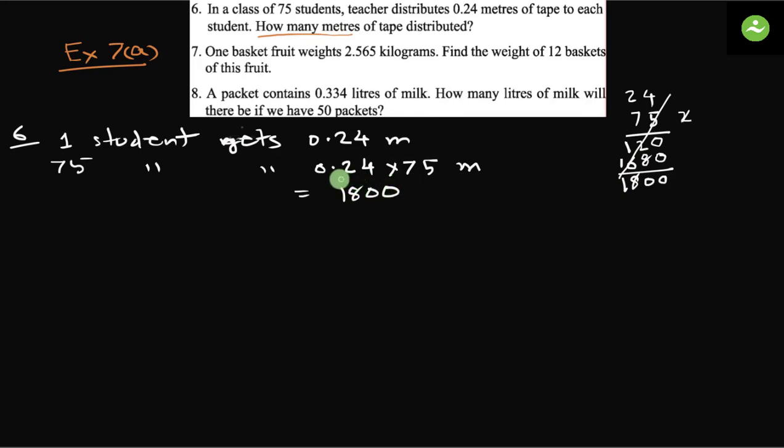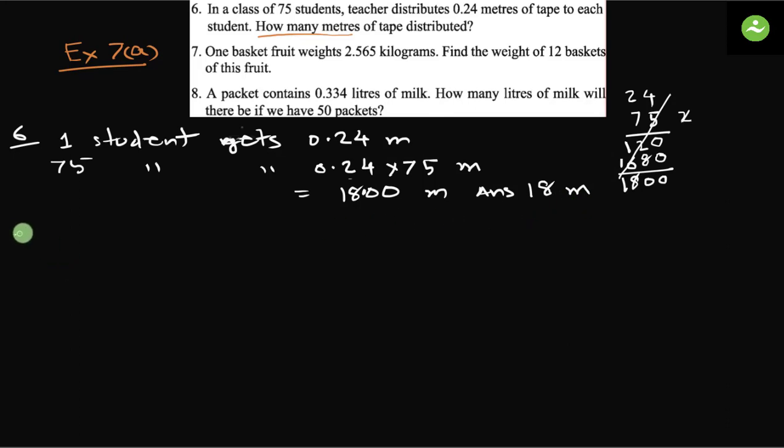1800. Now look at the decimal fraction. How many digits after the decimal point? 2 digits. So put the decimal point before 2 digits. So 18.00 meter. Don't forget the unit. So the answer is, you can write 18 or 18.0. Either way is okay. 18 meter.